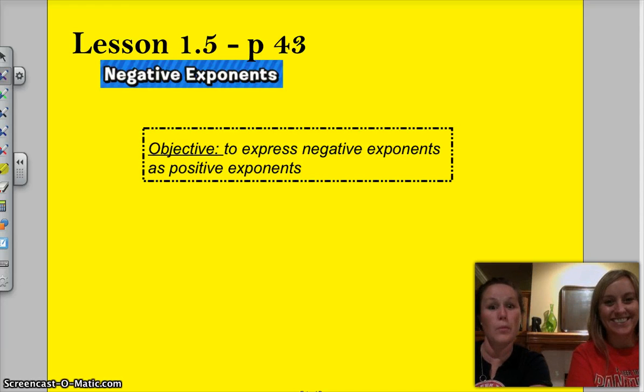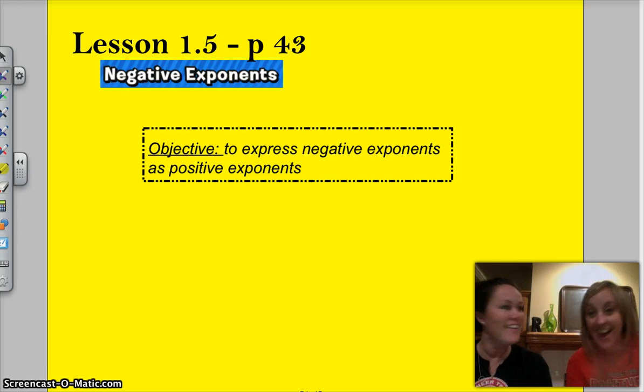Do lesson 1.5. We are talking about negative exponents. You need to be on page 43 in your math book. Grab that pencil and open, and a calculator if you want to have one. We're not going to be doing a whole lot of calculating.